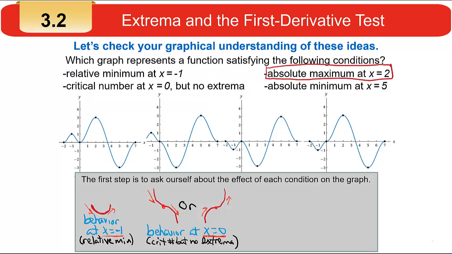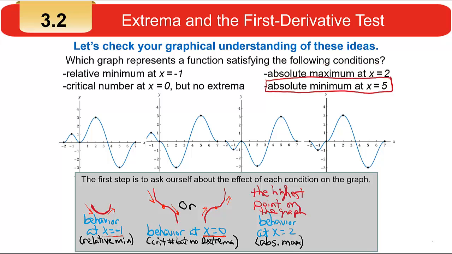Third condition says there's an absolute maximum at x equal 2. Well, what does that mean? That means you get the behavior that says that the highest point on the entire graph, bar none, is at x equal 2. So when you look at the graph, there's no point on it that has a y value bigger than the y value at x equal 2. And the last condition says the absolute minimum is at x equal 5, and that's the flip side. There's no lower point on the graph than the point at x equal 5. You've got to take all those 4 conditions and apply them and see what happens.